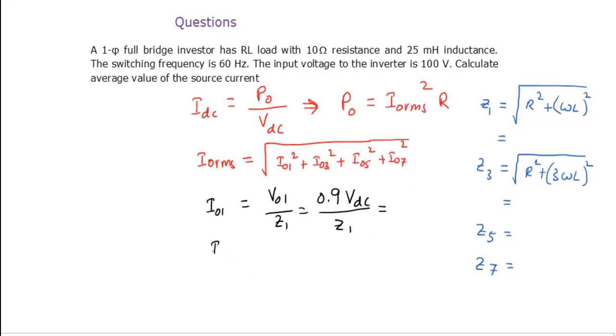Likewise I03 we need to get, that's nothing but V03 by Z3. I also told you that V03 is V01 divided by 3, that means 0.9 VDC by 3 times Z3. That's what we need to calculate. Likewise, we need to go for I05. I05 is V05 divided by Z5. So likewise, we need to calculate.